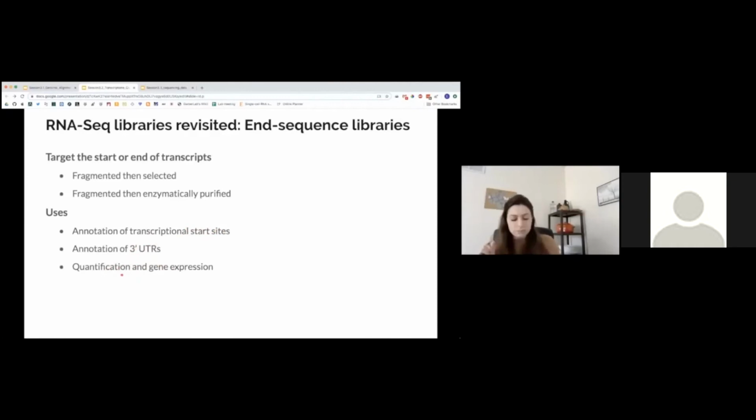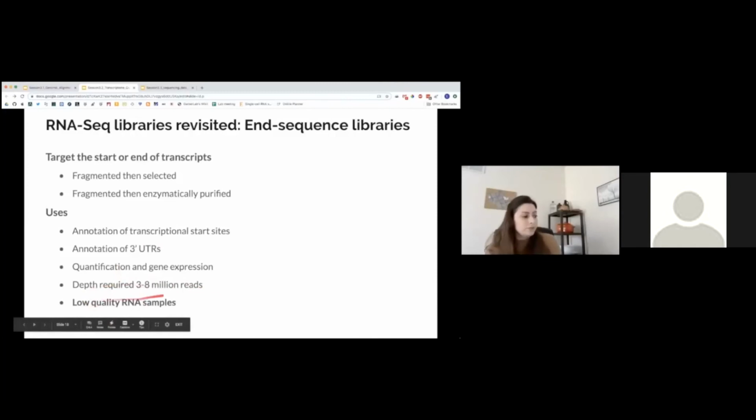So let's say for a given project, you don't really want to find new isoforms, you just want to do a quick count of how much each gene is expressed. This is a very good way to do that, because the depth required for these libraries is a lot smaller, since you're sampling only a small portion of the fragment.